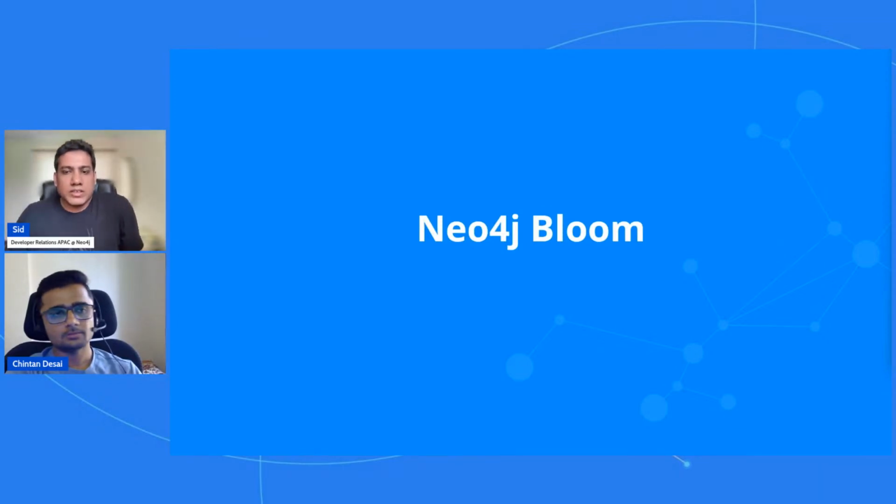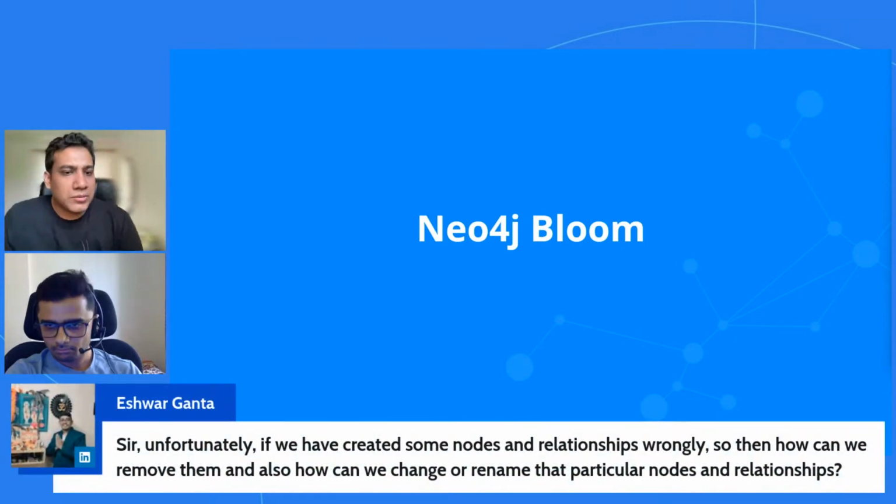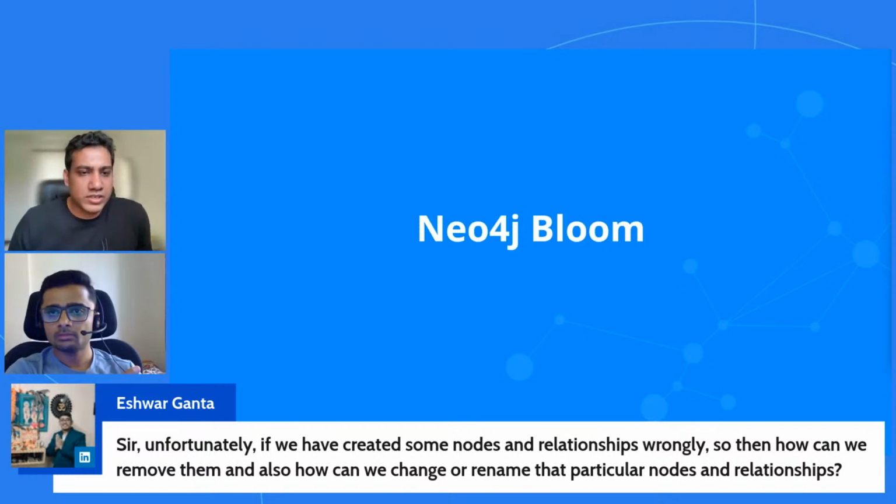Got it. And this is another question by the same audience, same person. That by mistake, if there are some nodes and relationships which were created and now you want to remove them, is there a way to remove them or change the names, or rename those nodes and relationships?